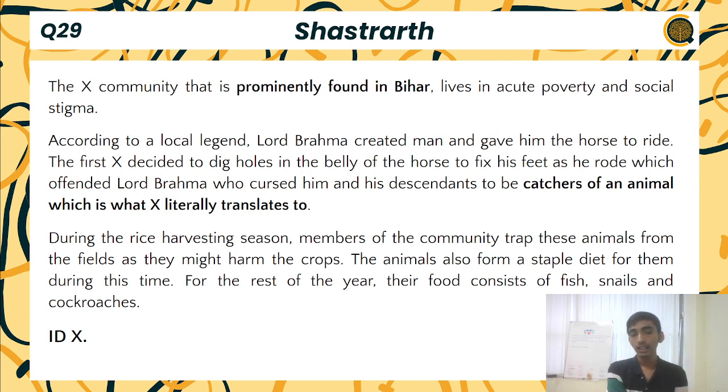So during the rice harvesting season here in Bihar, members of this community trap these animals from the fields as they might harm the crops. And these animals also form a staple diet for them during this time. And for the rest of the year, their food consists of fish, snails, and cockroaches. So, ID, what community am I talking about here?